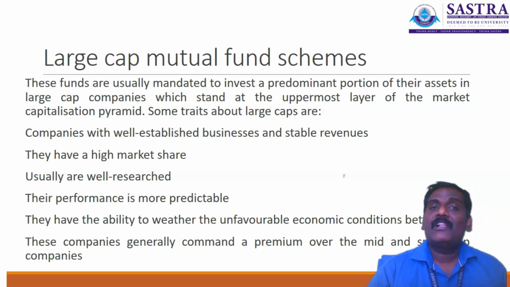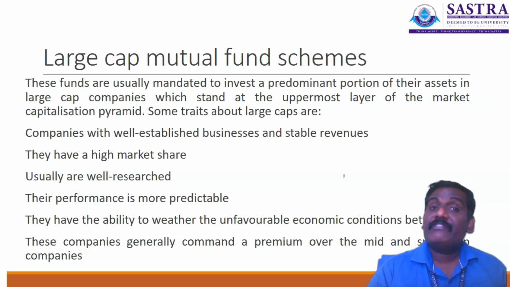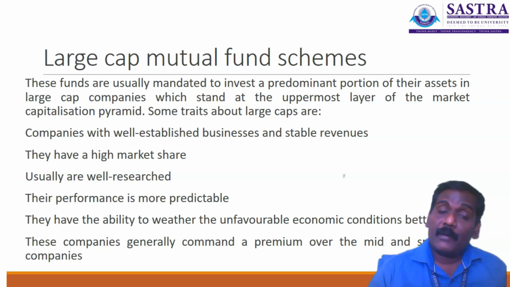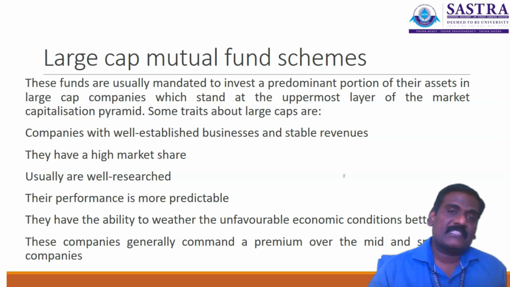For example, the top 30 companies are included in Sensex. In a similar way, the top 50 companies are included in Nifty. Those companies are classified in terms of market capitalization. They are the companies which stand in the topmost layer of the pyramid. We can say those companies are large capitalized companies. For example, ONGC, Infosys, TCS, Bell, ICICI Bank. Those companies are classified as large capitalized companies.